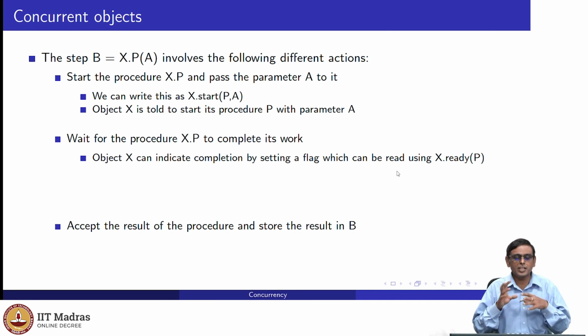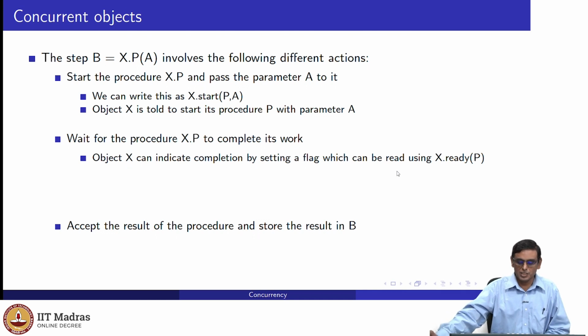Obviously, when you start X dot P, that means when you call X dot start P, the first thing that start has to do is to set this completion flag to false. So that if somebody asks, are you ready, it should say false, right? So you can check whether or not the object is ready by calling X dot ready. But when do you check?